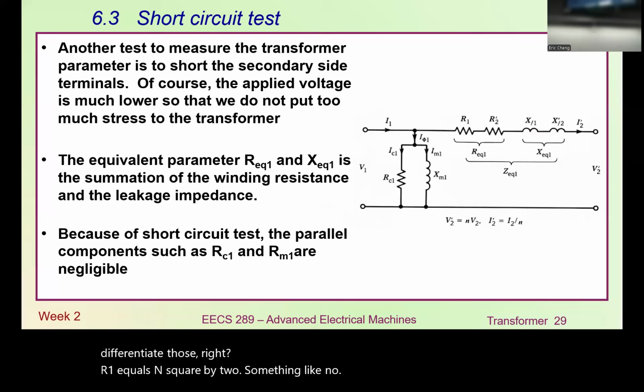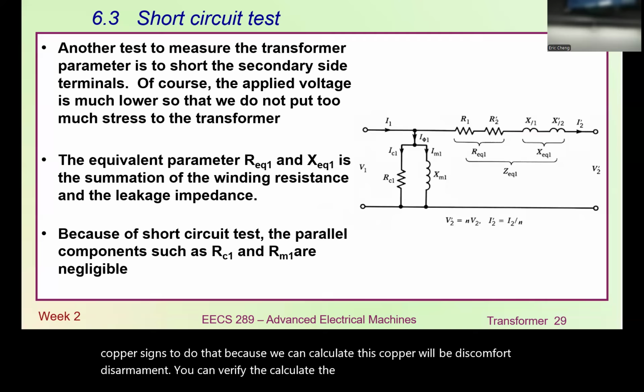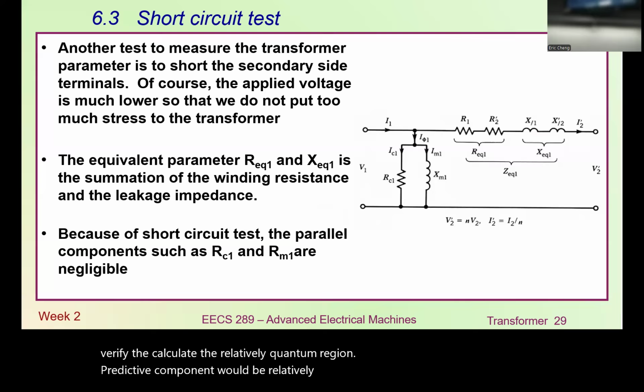And the definition. I think for the resistive part it may be quite possible, because we can calculate the copper size: this copper with this diameter, that copper with that diameter. We can calculate the relative proportion between them. But the leakage component will be relatively difficult, because leakage relates a lot to fringe field and how we do the winding. We may not be able to estimate it properly, but we can only know the total.